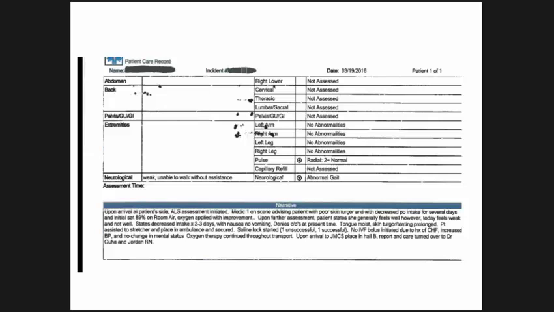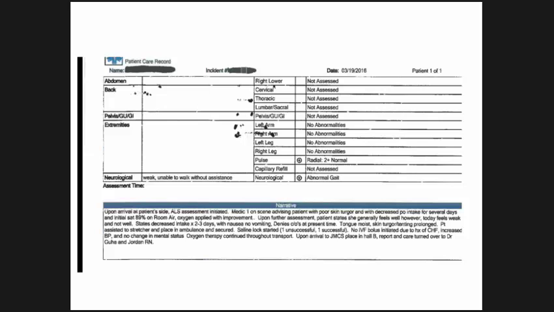So upon arrival to the patient's side, ALS assessment was initiated. Medic 1 was already on the scene. Noted the patient has poor skin turgor and decreased PO intake for several days, and the Lasix helped out also. Initial sat of 89 came up. Oxygen improved that. Further assessment.